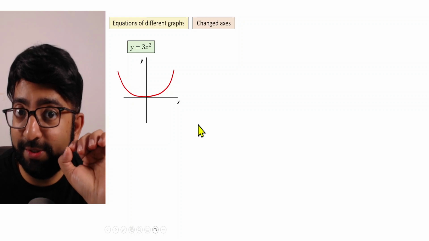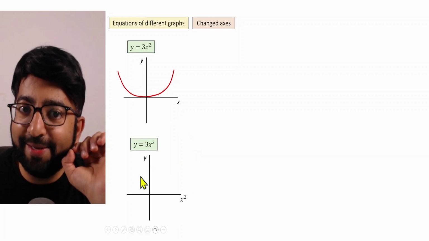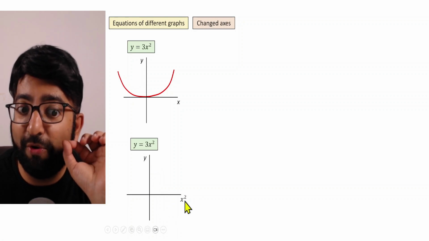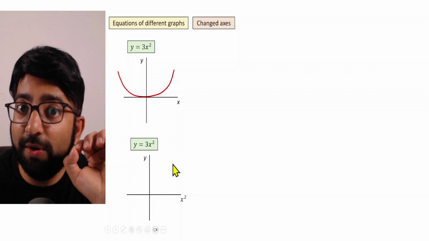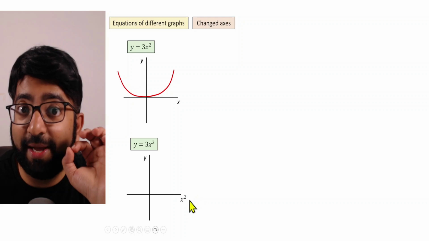In certain physics questions, they might change the axis. So for example, y axis is the same, but look at the horizontal axis. It is not x anymore, it is x squared. So what do you think will be the shape of the graph if the axis is not x, but it is x squared?